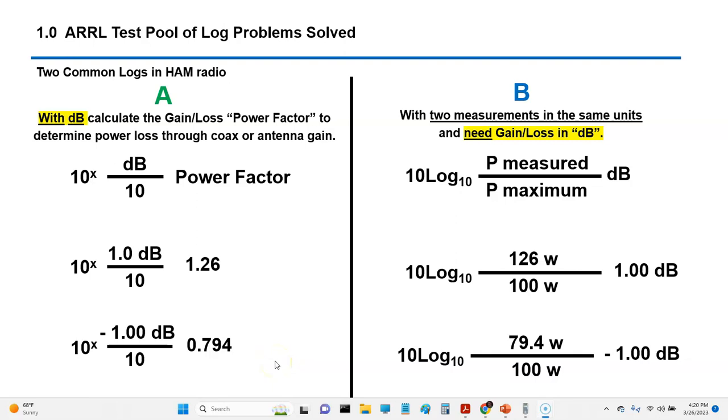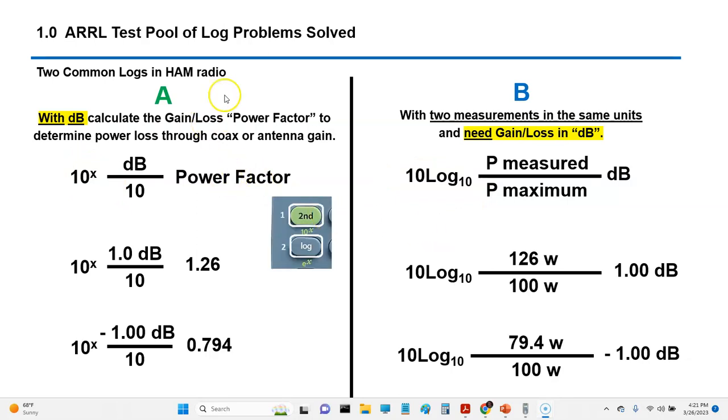The other one is if you have two power units. For example, the problem says you've got 100 watts coming out of the antenna, but you've only got 50 watts at the end of the coax being measured. Well, that will give you a minus 3 dB. So that's the other problem that you're going to need to become familiar with. In short, they call the first one anti-log. This one here, they call log or log base 10. And all your logs in ham radio are going to be log base 10, so you won't have to worry about dealing with any of the other log bases.